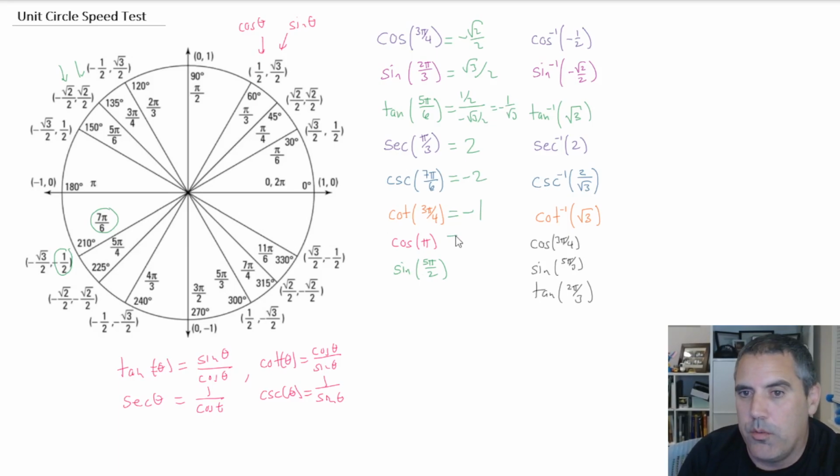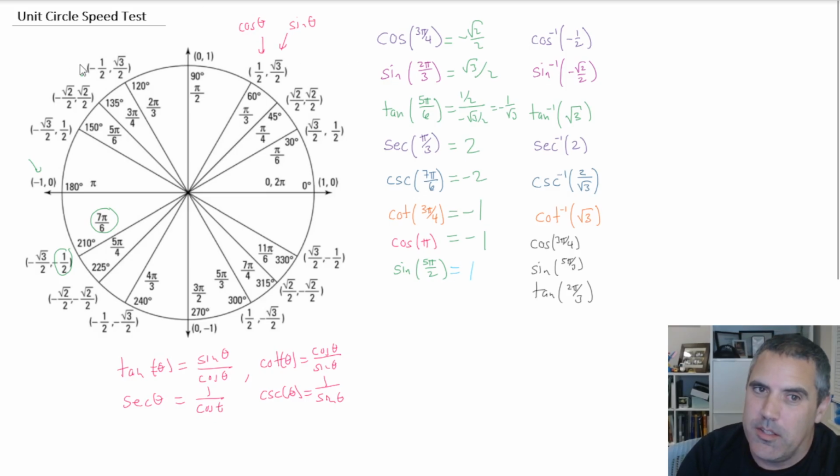Cosine of pi, hopefully now we're getting faster where we don't have to actually look. It's the x-coordinate right here. Sine of 5 pi over 2, I threw that in as it's not on here. 3 pi over 2 is here. 5 pi over 2 would be back up at the top, actually. So we're actually here. Okay, arc cosine, those are also in there.